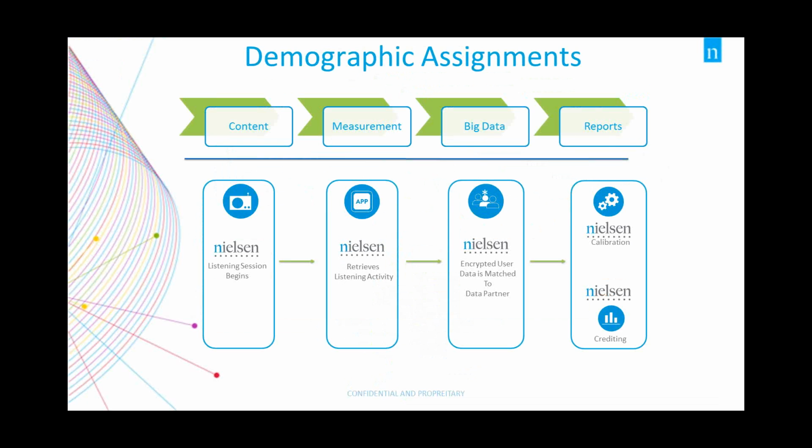And this is a very top-line look at the process of the way we do the assignments. It obviously, as with everything, starts with the listening session on the left. We, using our app, which we'll talk about in a minute, retrieve the listening activity. We match it to a data provider with whom we have a relationship now. Once that matching has been done, we bring those aggregated demographic data points back, calibrate them using proprietary Nielsen adjustment factors and things of that nature. And then, of course, this is all with an eye to crediting and reporting.